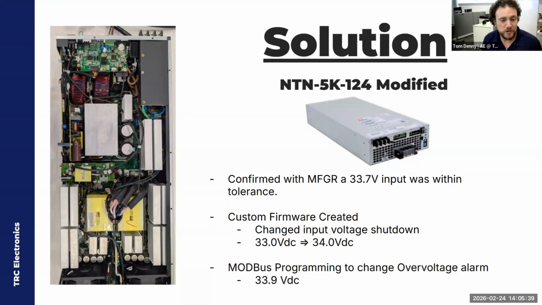Then there was a whole other issue with the overvoltage alarm, because even once we changed the shutdown voltage, the alarm was still going off like crazy, anywhere above 31 volts. So we did some Modbus programming there to change the overvoltage alarm and made that 33.9 volts. So now when this client connects the battery, the inverter starts working right away, doesn't shut down, no alarm, and they're pretty happy with it.